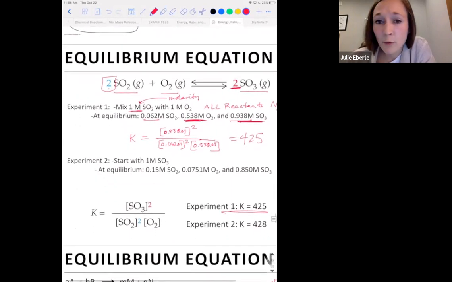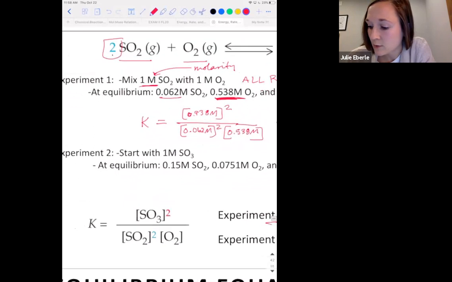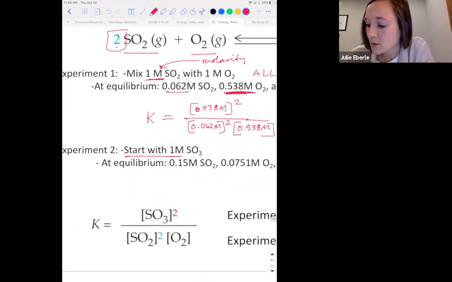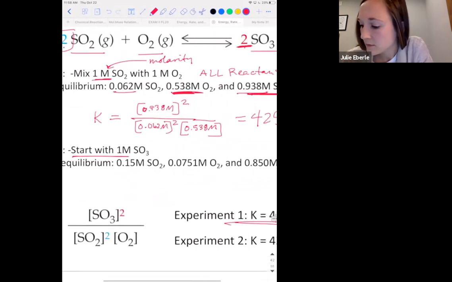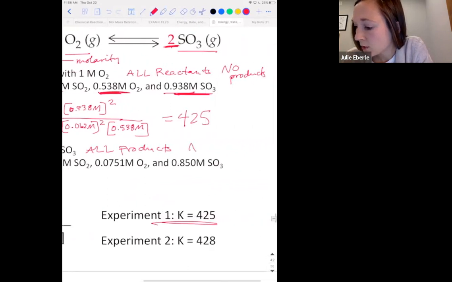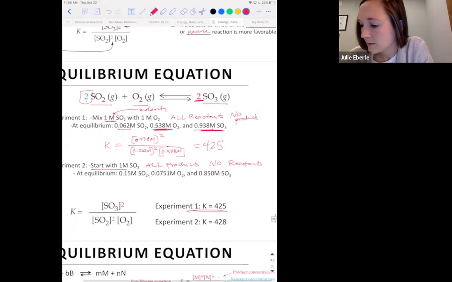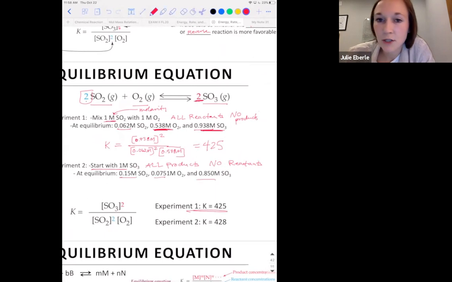Okay, so experiment 1, we started with all reactants. Well, experiment 2, let's do it the opposite way. Let's just start with all products, and no reactants. Well, let's say at equilibrium, we find these concentrations. Notice that they're different, but we can still calculate K from that.